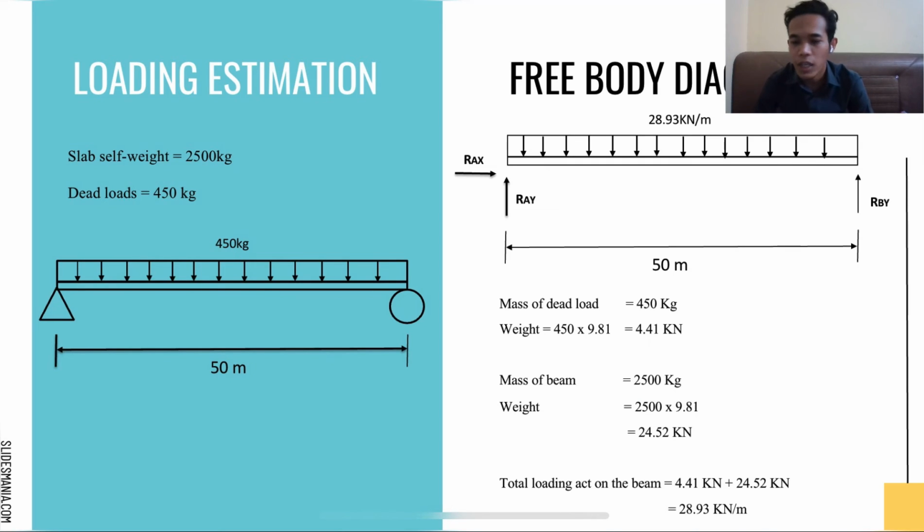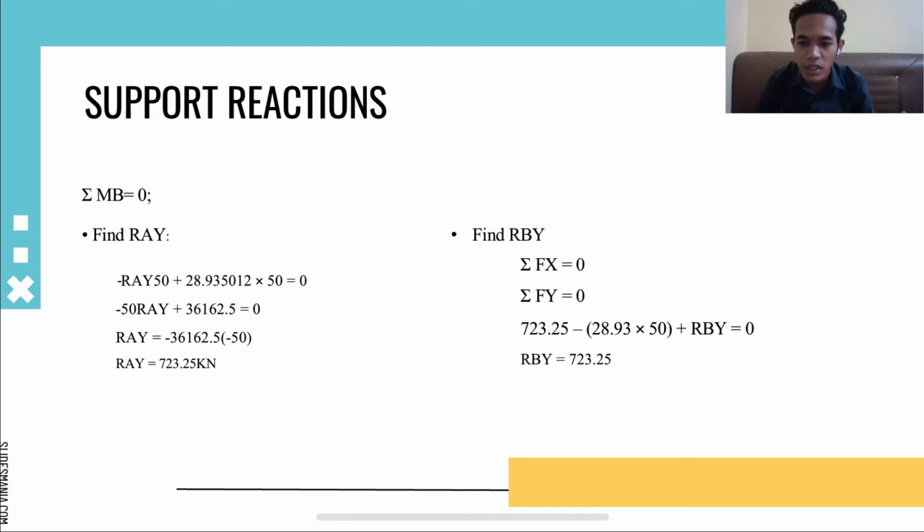Next, for the loading estimation, I assume for the slab self-weight is 2,500 kg, and for the dead load, I assume 450 kg. For the total loading acting on the beam, I got 28.93 kN per meter. Next, for the support reaction, for the total moment, I got 0. And for the reactions at RAY and RBY, I got the same, which is 723.25 kilonewton.